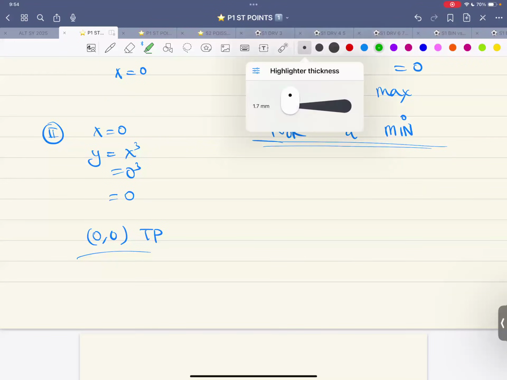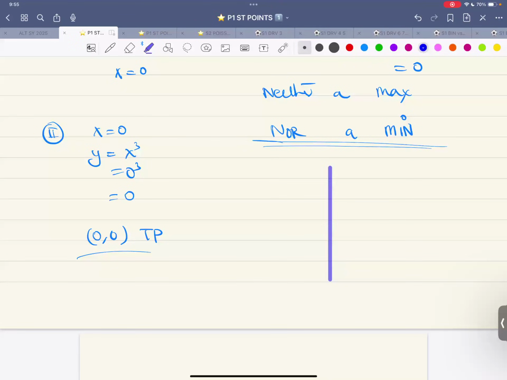Now, how is this thing possible that it's neither a max nor a min? So we have to show it using a graph. So let me just draw the x-axis. And let me draw the y-axis. This is simple x cube.